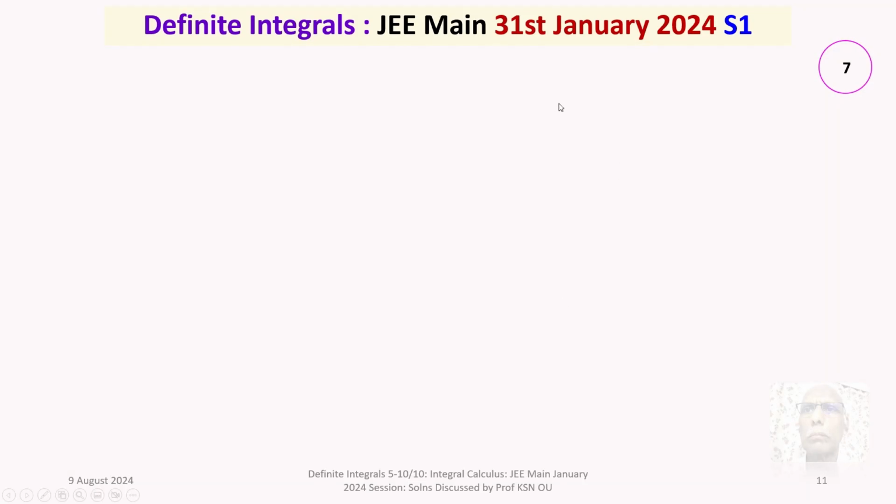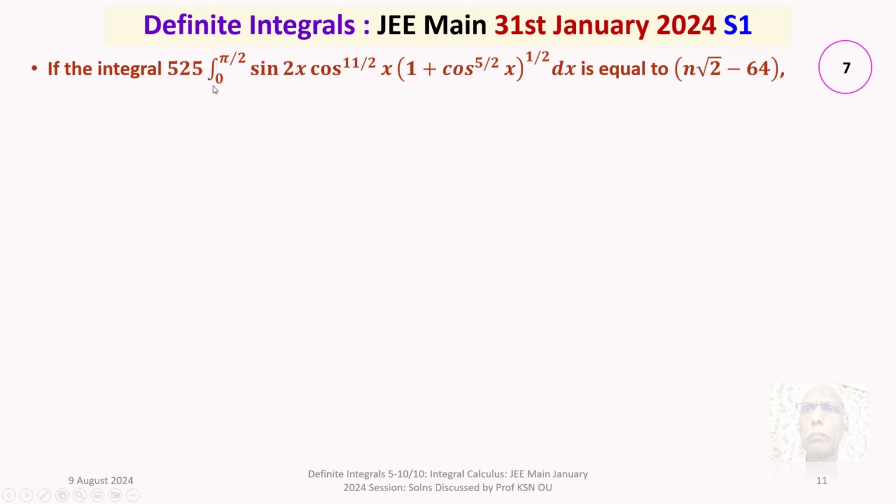This question has appeared in the JEE Main exam held on 31st January 2024 in the first shift. If the integral 525 times integral 0 to pi by 2 sine 2x cos to the power of 11 by 2 x into, in brackets, 1 plus cos to the power of 5 by 2 x whole power 1 by 2 dx is equal to n root 2 minus 64, then what is the value of n? That is the question to us.